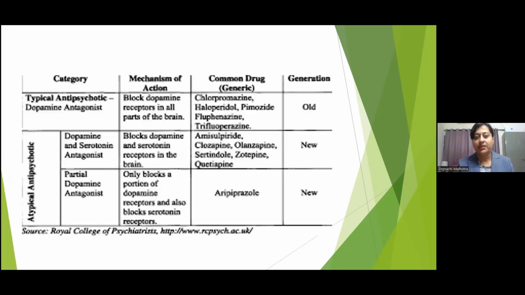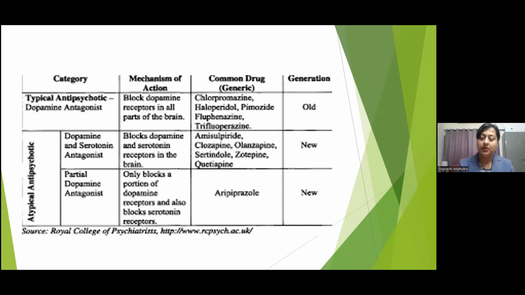Antipsychotics are basically divided into two generations, old generation and new generation. In the old generation, we have typical antipsychotic drugs. They are dopamine antagonists. That means they block dopamine receptors in all parts of the brain. Common drugs are chlorpromazine, haloperidol, pimozide, fluphenazine, etc.